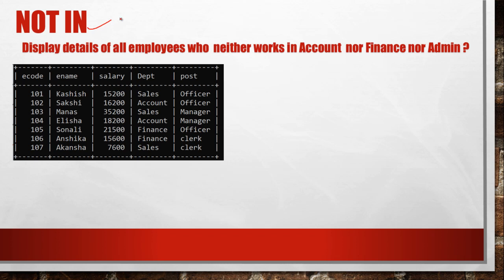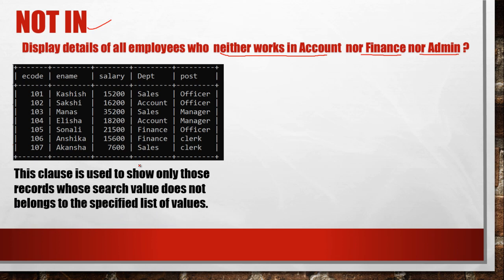So suppose the question is: display details of all employees who neither work in accounts nor finance nor admin department. So we want to see the details of those employees who neither work in accounts nor finance nor admin. It means over here we have 4 departments: sales, accounts, finance, and there is one more, admin, as we have seen in the previous slide. So how can I view the record of these?